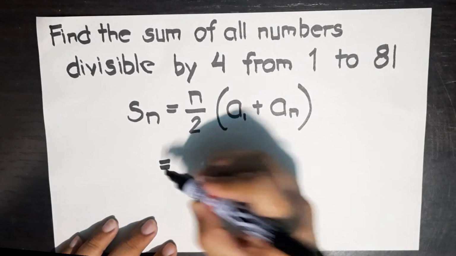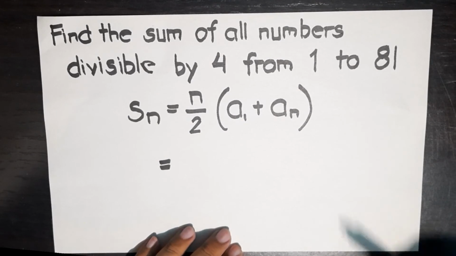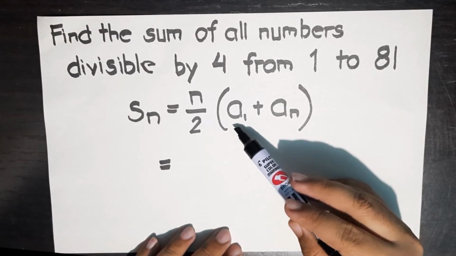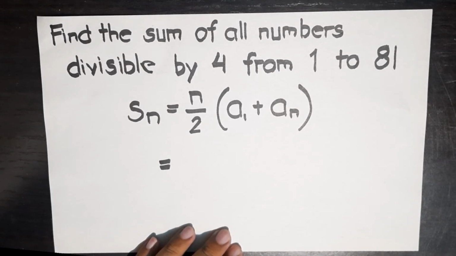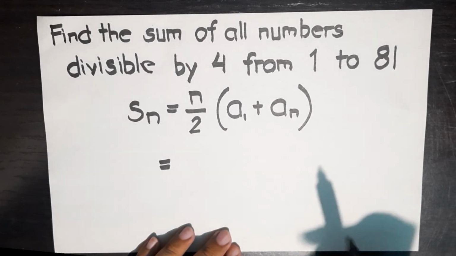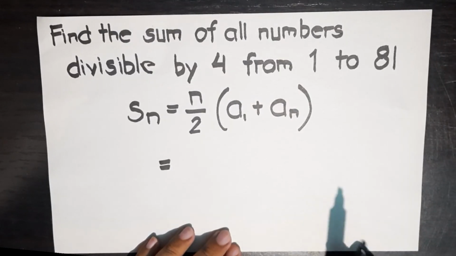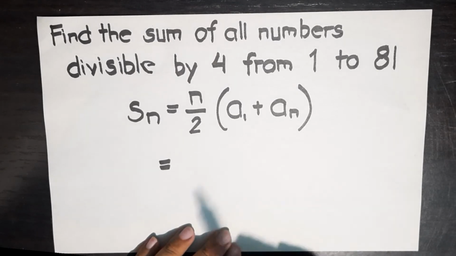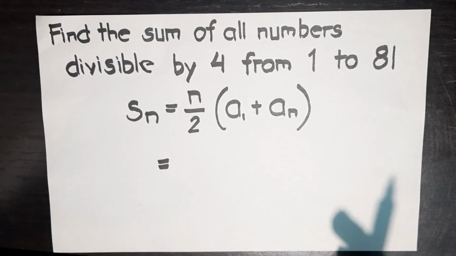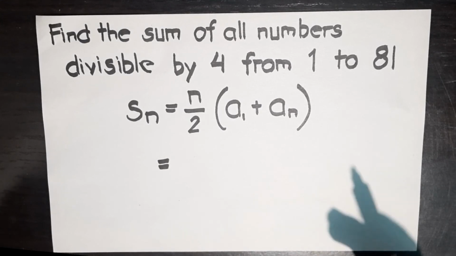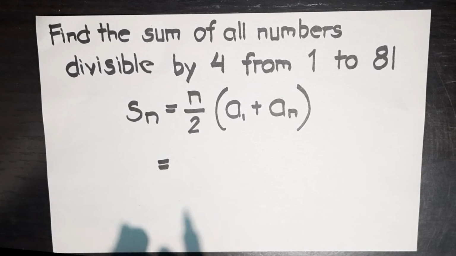Now, let's answer the question first. Do we know the first term that is divisible by 4 from 1 to 81? Yes, and that is 4. Do we know the last term from 1 to 81 that is divisible by 4? Yes, and that is 80. Very good. Now, what is our n? How many divisible by 4 are there from 1 to 81? We all know that 4 times 10 is 40, so there's already 10 of them. 4 times 20 will give us 80. So in short, there's 20 of them.